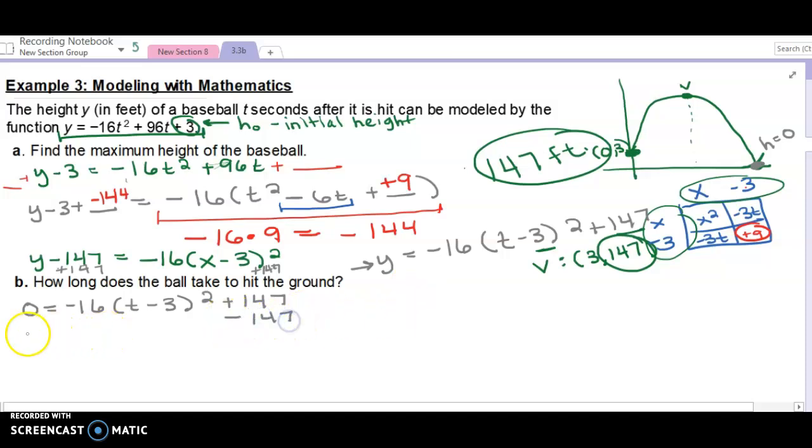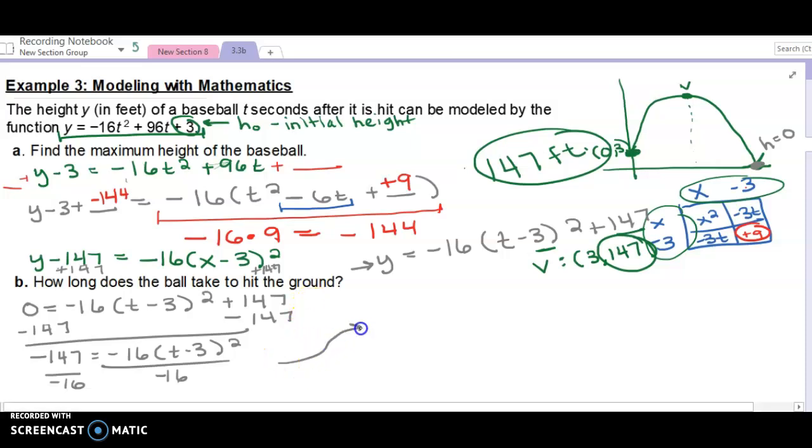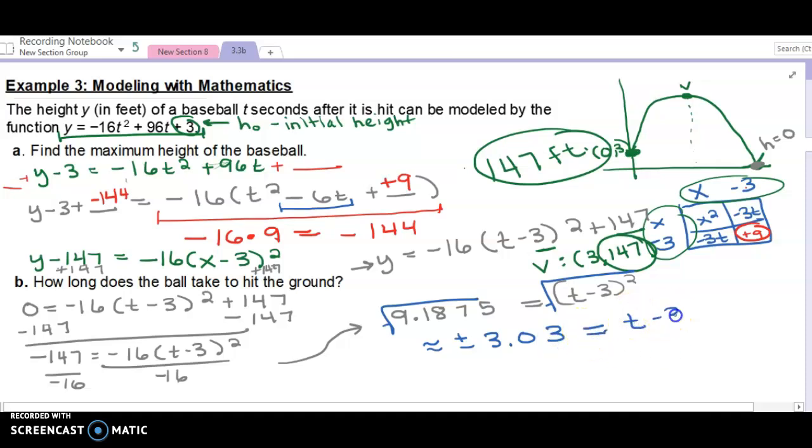Now I'm going to go ahead and solve this. So minus 147 on both sides: negative 147 equals negative 16 (t minus 3) squared. Divide both sides by negative 16. If I put that in my calculator, I get 9.1875 equals (t minus 3) squared. Now I square root both sides, so I'm left with roughly plus or minus 3.03 equals t minus 3.